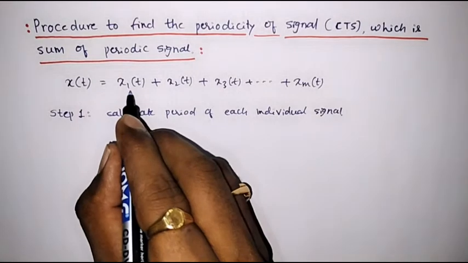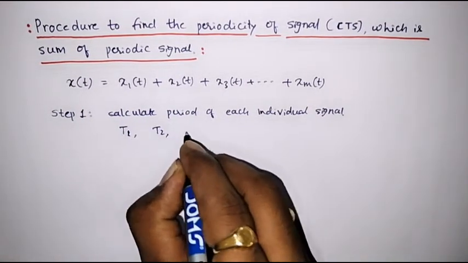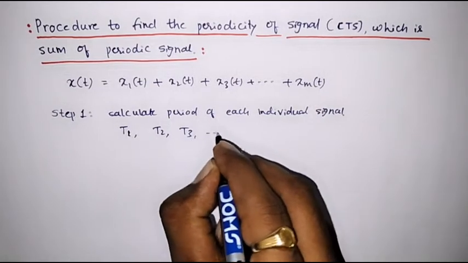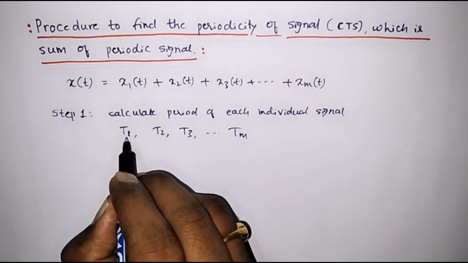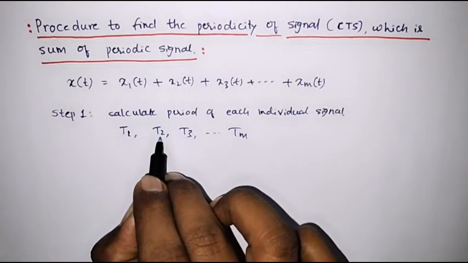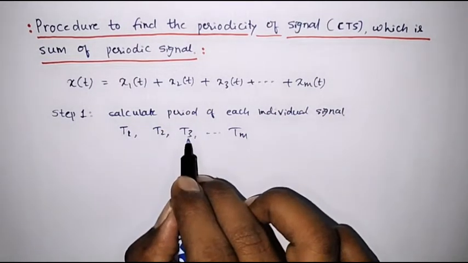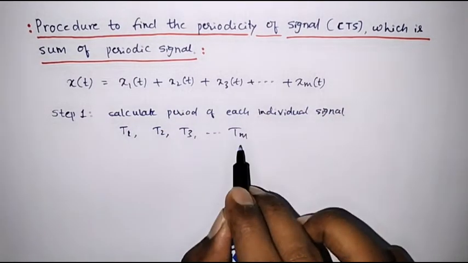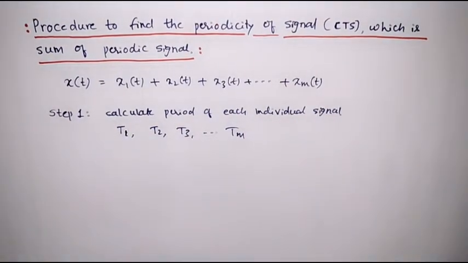That is, we are supposed to calculate t1, t2, t3 and tm, where t1 is the fundamental time period of x1 of t, t2 is the fundamental time period of x2 of t, t3 is the fundamental period of x3 of t, likewise tm is the fundamental period of xm of t.